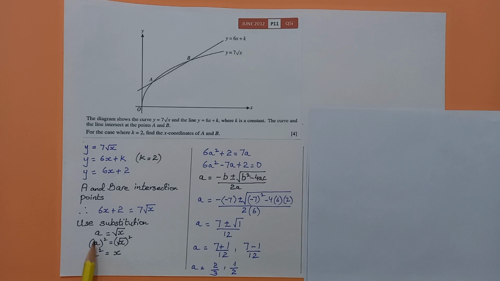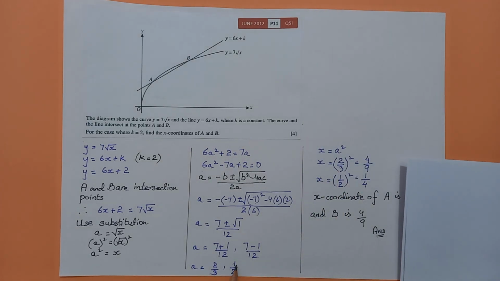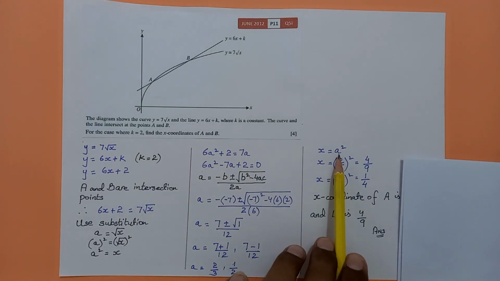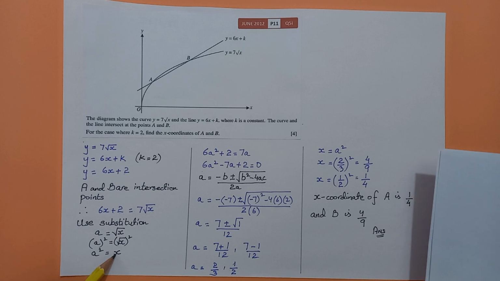So because a is equal to root x, instead of a I am going to write root x equals 2 upon 3 and root x equals 1 upon 2. As you can see, we also have a square equals x. So that means instead of this a, we can place them and square them. Whatever answer you will get would be the value of x.